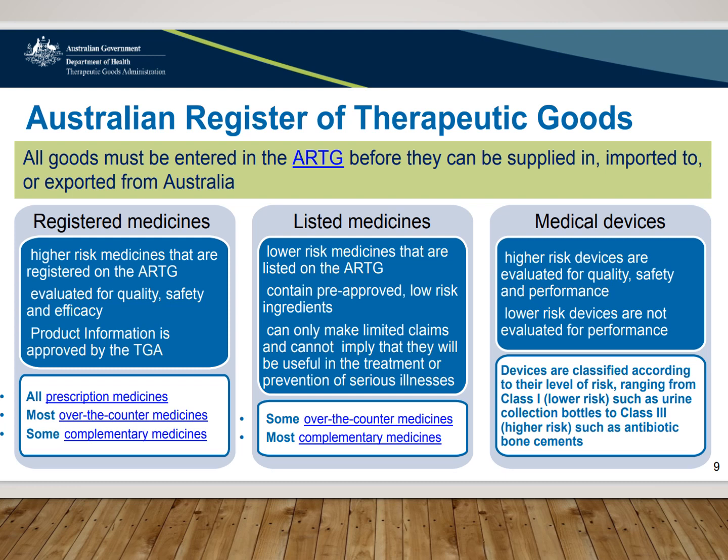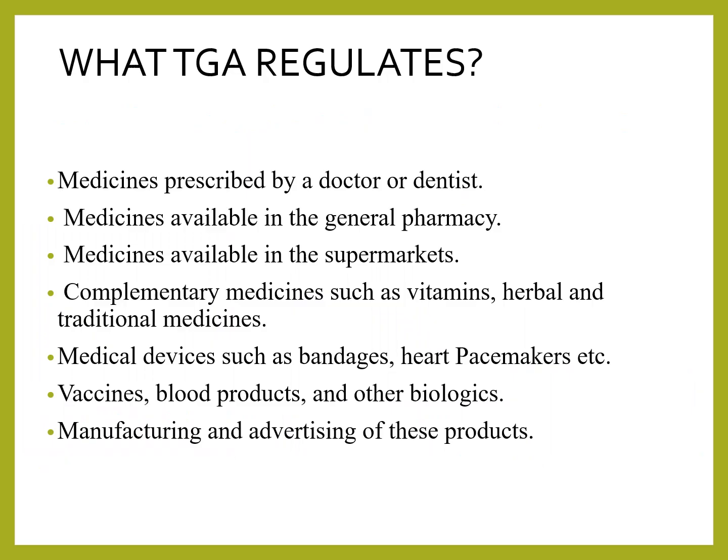Devices are classified according to their level of risk, ranging from class 1 lower risk such as urine collection bottles to class 3 higher risk such as antibiotic bone cements. TGA regulates medicine prescribed by the doctor or dentist, medicine available in the general pharmacy, medicine available in the supermarkets, complementary medicines such as vitamins, herbals and traditional medicine, medical devices such as bandages, heart pacemakers, etc., vaccines, blood products and other biologics, and manufacturing and advertising of these products.